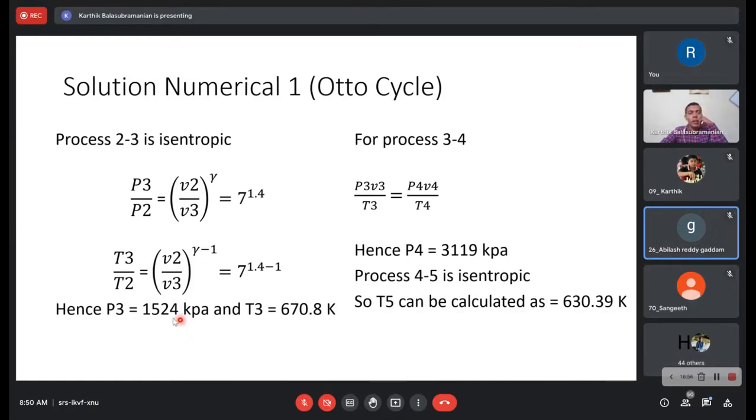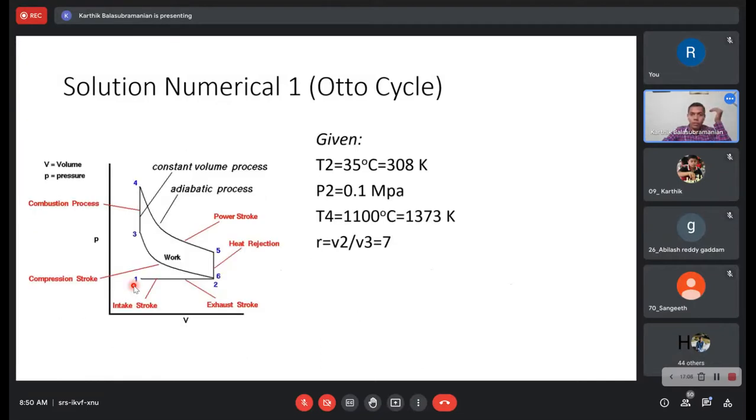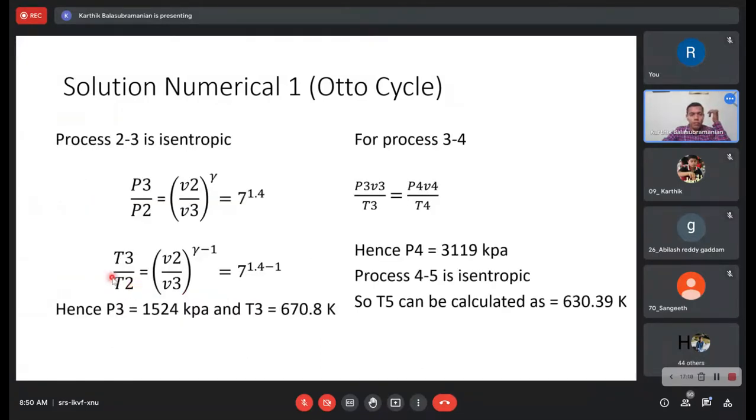And then T3 by T2, again you can use the same ratio, V2 by V3 to the power gamma minus 1. Again, I think T2 is given, right? T2 is given as 308 Kelvin. So that gives you T3 as 670.8 Kelvin. And anyway, T4 has already been given. So now we know the values of P3 and T3.